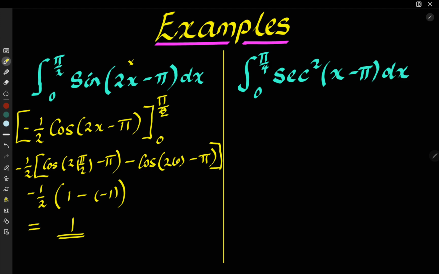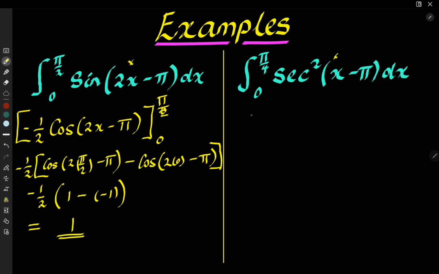Now, moving on to the second example. In this example, we are asked to determine the definite integral of sec squared (x minus pi) from 0 to pi over 4. If you remember very well, we say that the integral of sec squared x is just tan. And also we divide by the coefficient of x. In this case, the coefficient of x is 1.